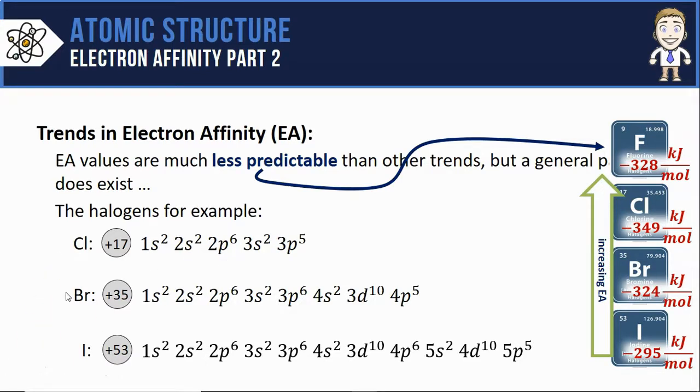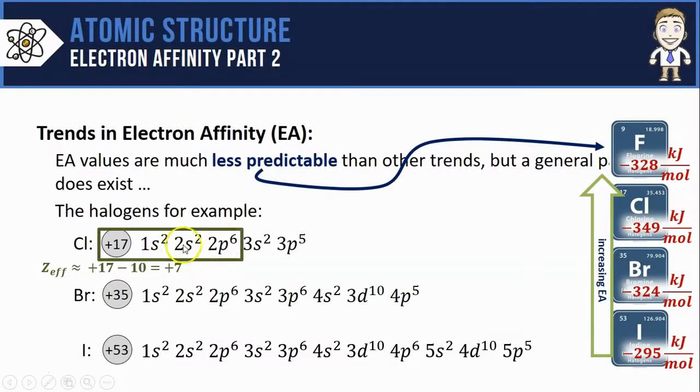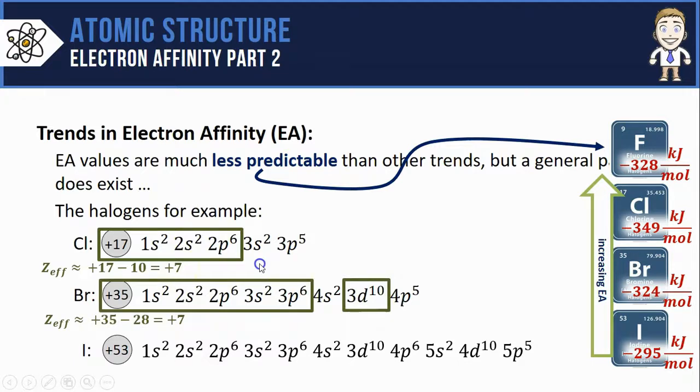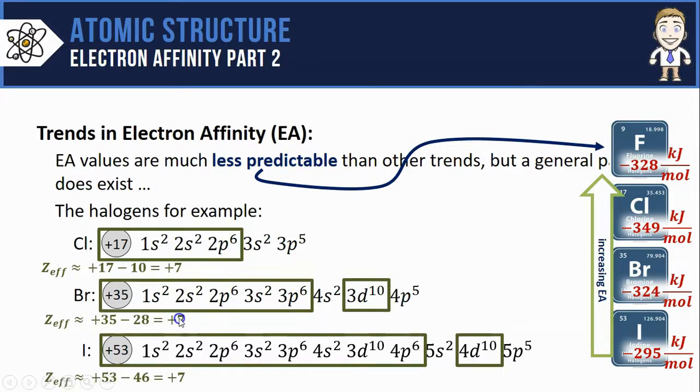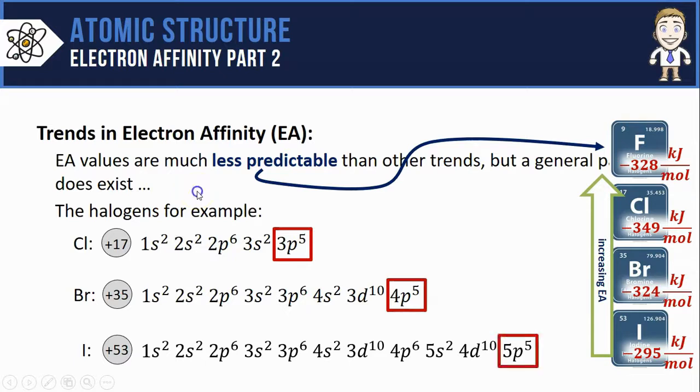Let's start by calculating the approximate effective nuclear charge of each of these atoms. For chlorine, it has a +17 nucleus, but that is shielded by 10 inner core electrons, leaving me with an effective nuclear charge of about +7. If you did the same thing for bromine, you'd find that it also has a +7, and iodine also has an effective nuclear charge of +7. So just like within any column on the periodic table, the effective nuclear charge remains pretty much constant. This means that the differences we see in electron affinity between the atoms has to do with the outermost valence shells that the electrons get added into.